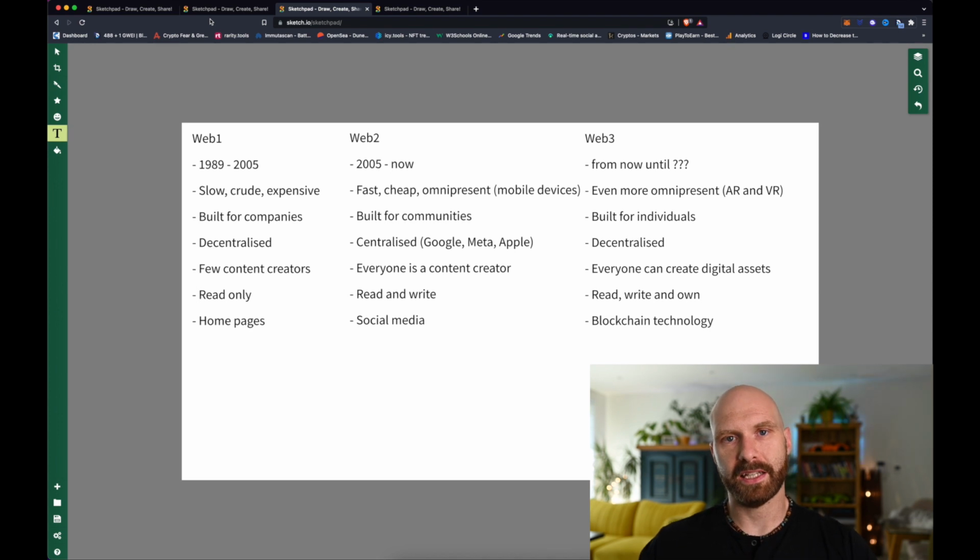Also, the idea is that Web 3 is built for individuals. It's not built for companies. It's not built for communities. But everyone can actually own their little bit of the internet.